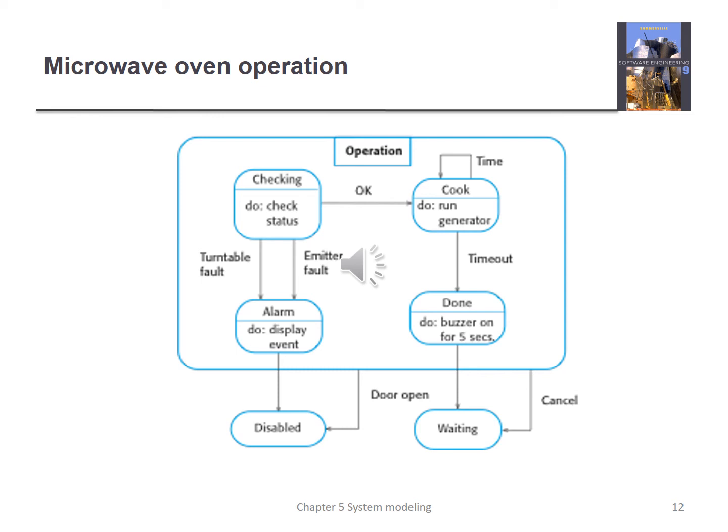If everything is okay in the checking, then it goes to cook and the time goes down from 50, 49, 48, 47, until it gets to 0. If everything is okay and it gets to 0, then it will finish, it gives you the buzzer. Done, time out, it goes to the done state, buzzer for a few seconds, 2 seconds, 3 seconds, whatever, depending on the design, then it goes to the wait state. But while it's cooking, if you hit cancel, as you see, again it goes to the waiting state.